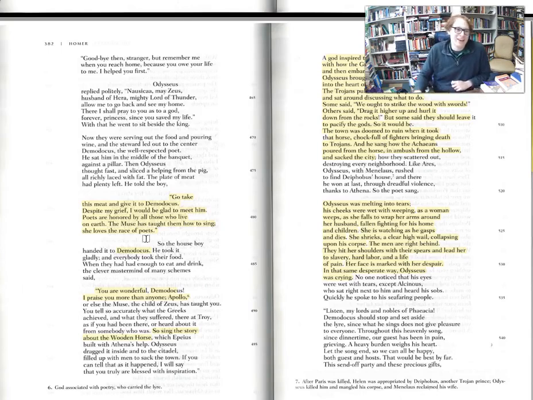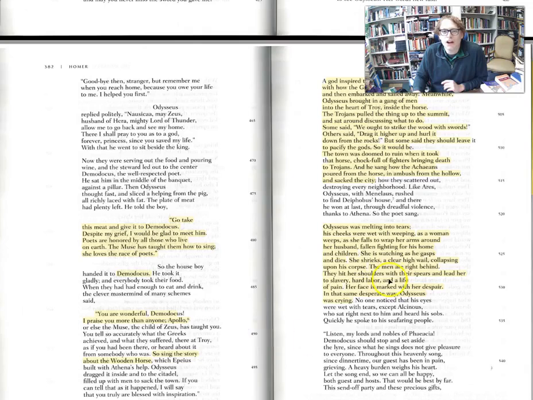Okay. And then here we get more of it, right? Odysseus says, "You are wonderful, Demodocus. I praise you more than anyone." And then he says, "Sing the story about the wooden horse." Now, the Iliad didn't have that, but in the Odyssey, we get the ending of it. And most of us have heard this before.